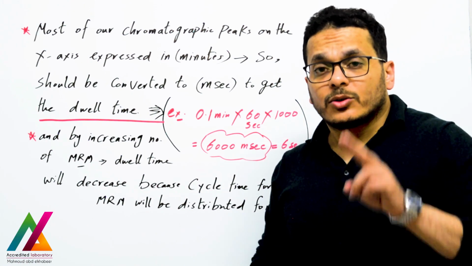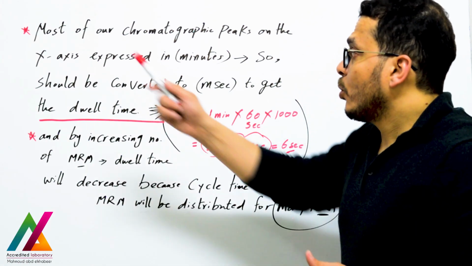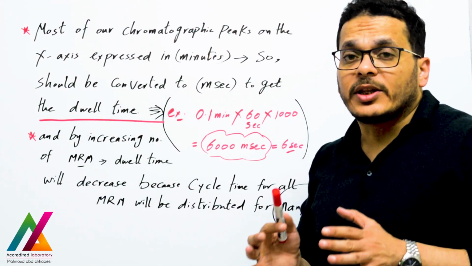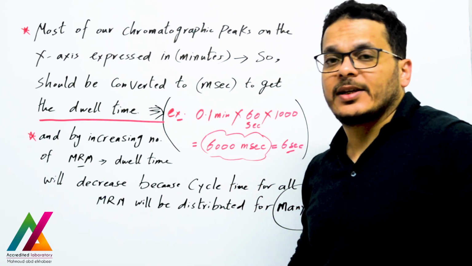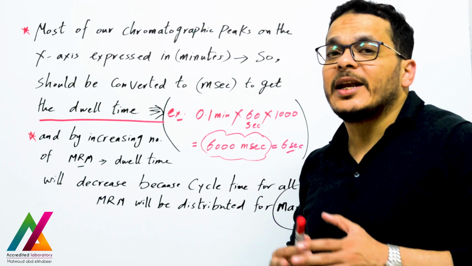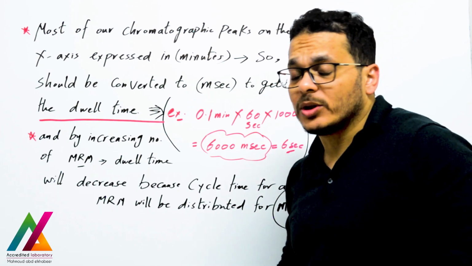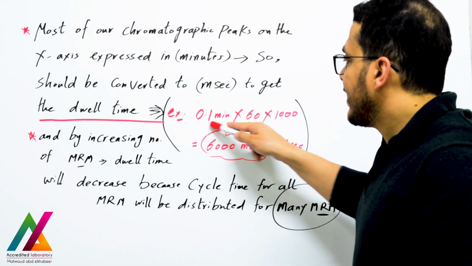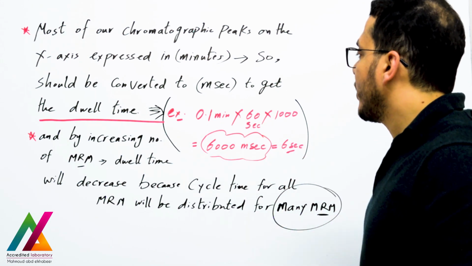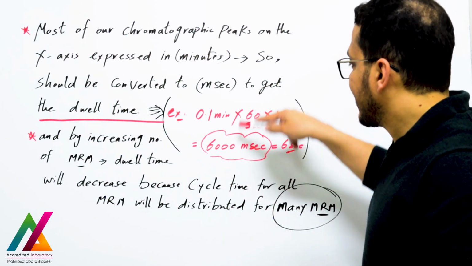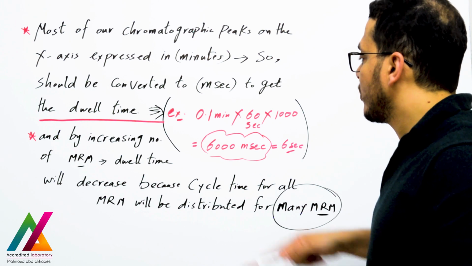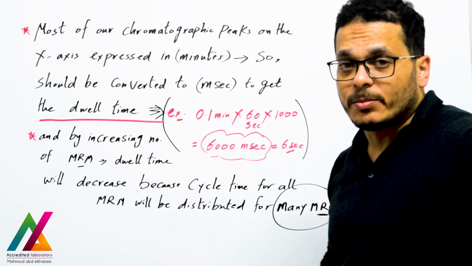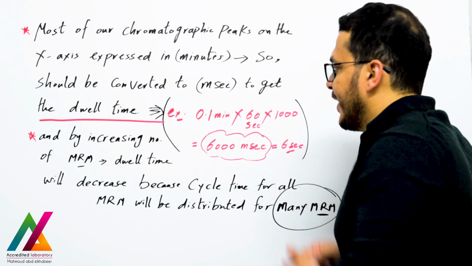And we should consider 2 points. First, most of our chromatographic peaks on the x-axis are expressed in minutes, but dwell time should be in milliseconds. So to get the dwell time, we should convert minutes to milliseconds. As here in this example, 0.1 minute multiplied by 60 seconds multiplied by 1000 will be 6000 milliseconds, which is equal to 6 seconds.